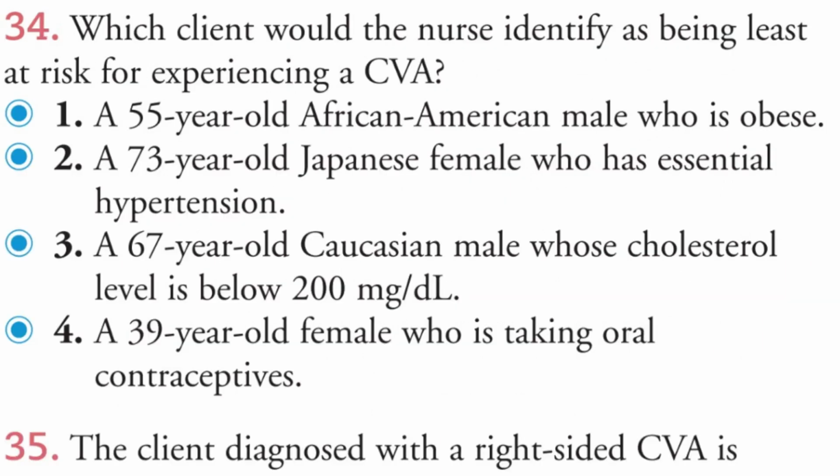34. Which client would the nurse identify as being least at risk for experiencing a CVA? 1. A 55-year-old African American male who is obese. 2. A 73-year-old Japanese female who has essential hypertension. 3. A 67-year-old Caucasian male whose cholesterol level is below 200 mg per deciliter. 4. A 39-year-old female who is taking oral contraceptives.